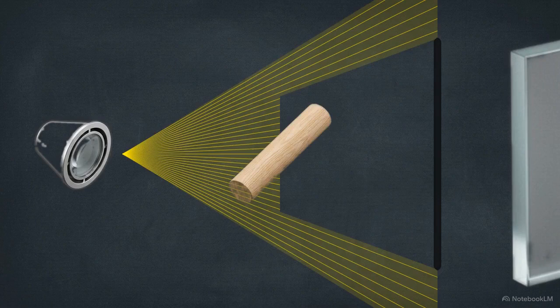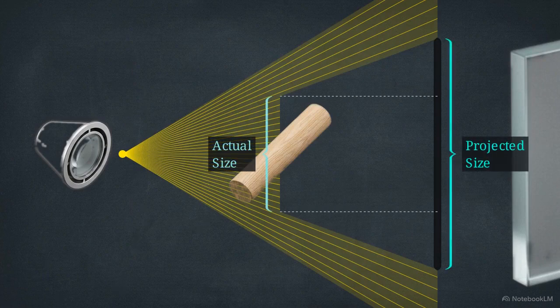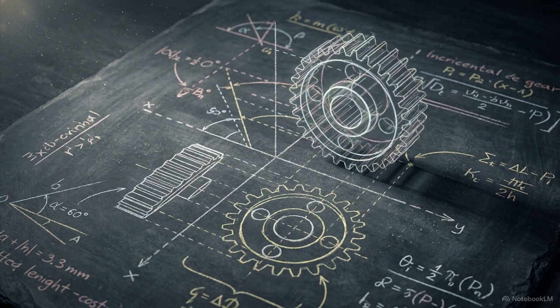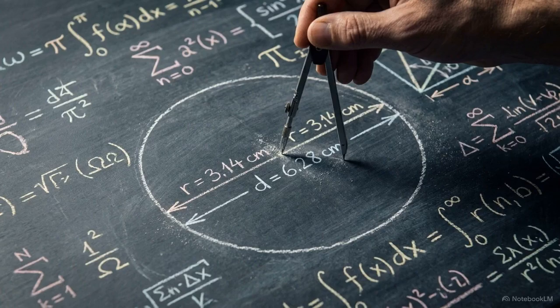If you handed that exact silhouette to an engineer to manufacture a replica, they couldn't do it. A flashlight creates perspective. Its light rays radiate outward from a single point, projecting a shadow physically larger than the object itself. To accurately communicate the exact shape of an object, we have to find a way to flatten three-dimensional space onto a two-dimensional sheet of paper, preserving the precise mathematical measurements along the way.